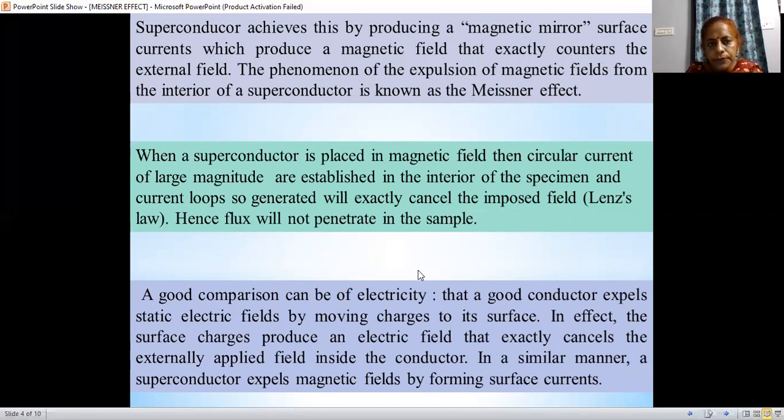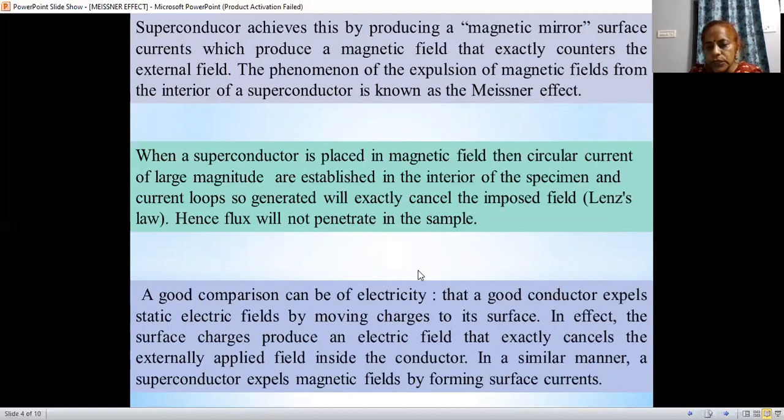The reason behind this is we can say that a superconductor has a property of producing a magnetic mirror surface. Why am I saying so? Magnetic mirror. What we have done, we have placed a superconductor in a magnetic field. By placing this superconductor in a magnetic field, it has been found that on the surface, a magnetic field is generated and the direction of the generated magnetic field is opposite to the direction of the applied magnetic field.